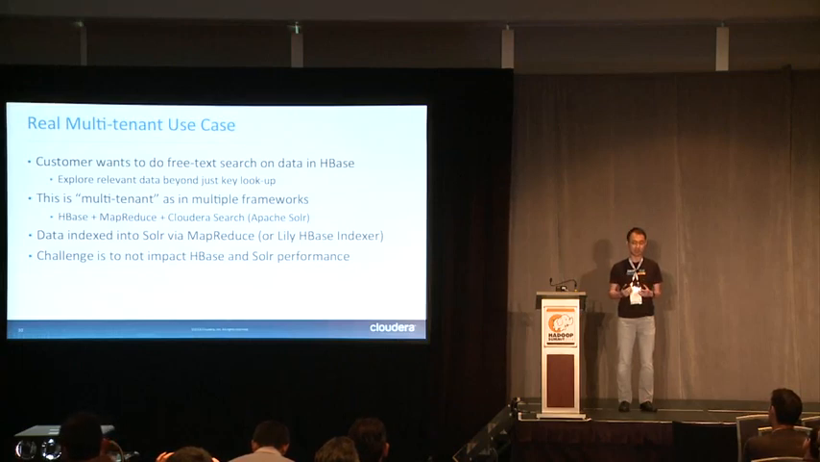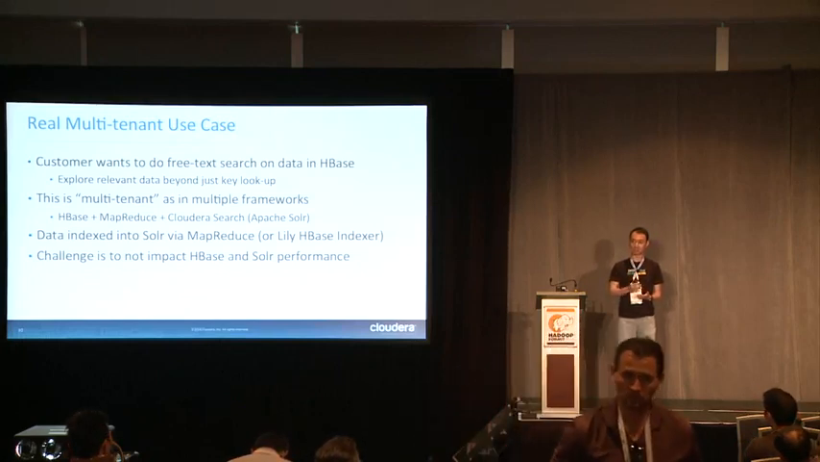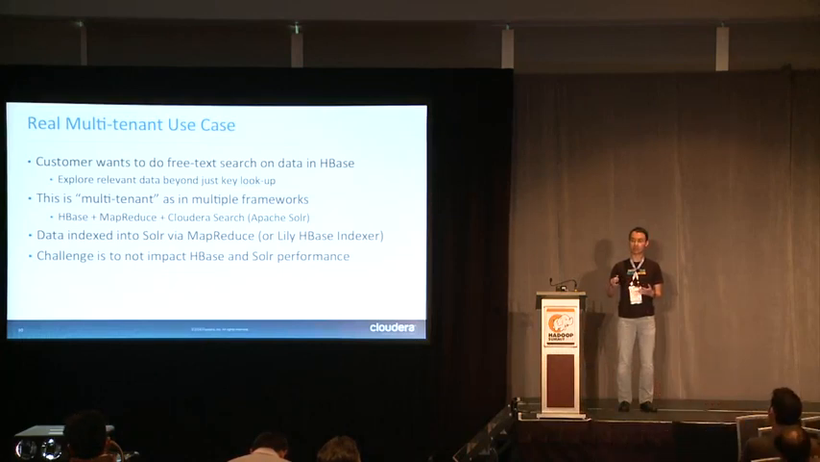It is multi-tenant because it involves HBase, MapReduce, and Cloudera Search, which is just Apache Solr. MapReduce is involved because it is used to index data that's in HBase into Solr. Now, this is a close cousin of perhaps the most well-known MapReduce use case, that is indexing internet data to facilitate free text search of the web. The performance challenge is to make sure that the indexing does not impact HBase and Solr performance.